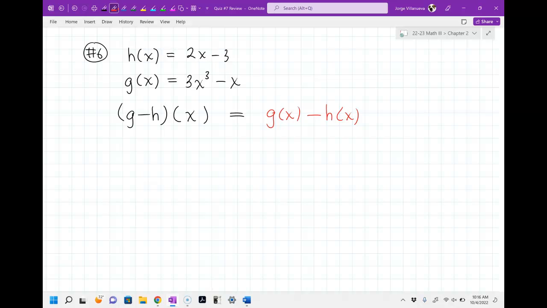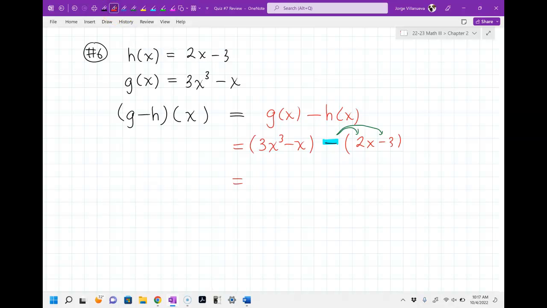So let me plug in g of x. G of x is 3x cubed minus x. And remember, I like to put in a parenthesis just for now. And then minus, and now let me put another parenthesis here. H of x is 2x minus 3. Now remember how I told you guys that if you're subtracting, it's tricky. You've got to distribute this negative. That negative has to distribute in.